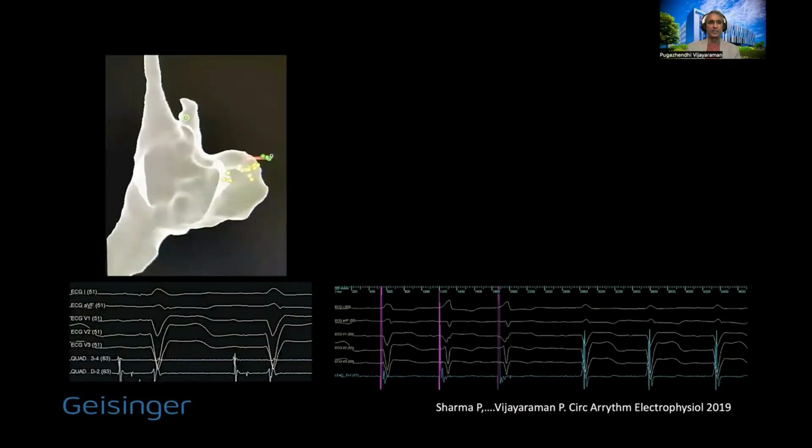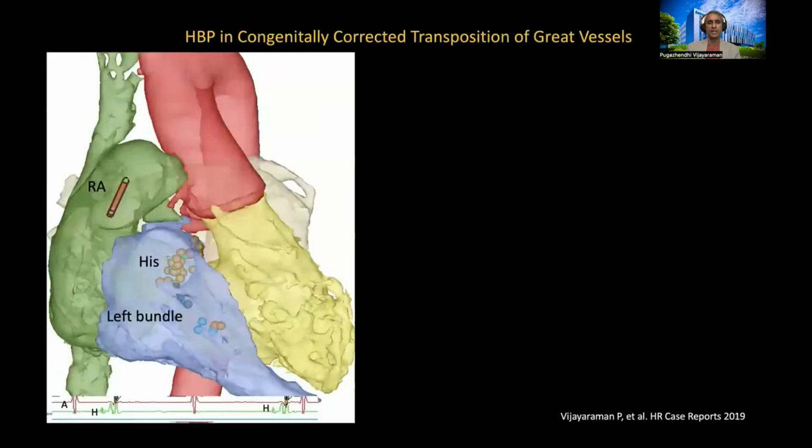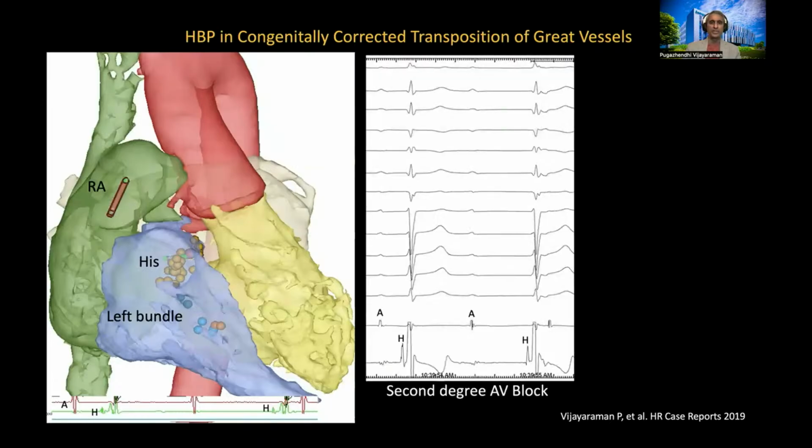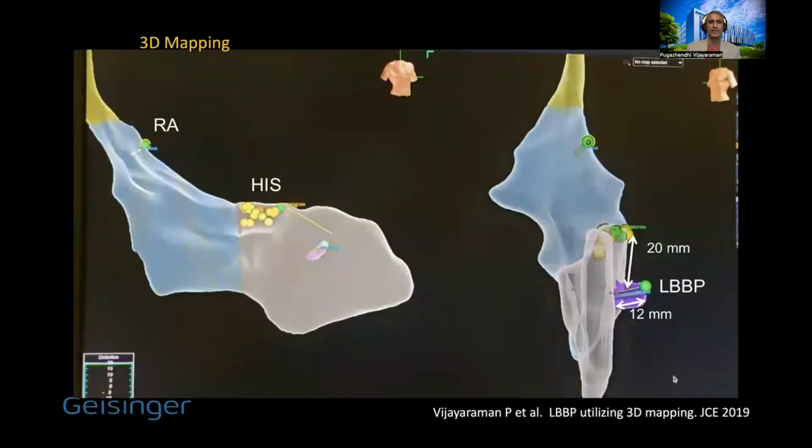As you can see here in a patient with left bundle branch block, you can identify the sites of left bundle branch correction and successfully place the leads using a mapping system. And this approach can also be used in patients with complex congenital heart disease, like in this patient with corrected transposition. His region was successfully identified and excellent non-selective His-bundle pacing was achieved in this patient.